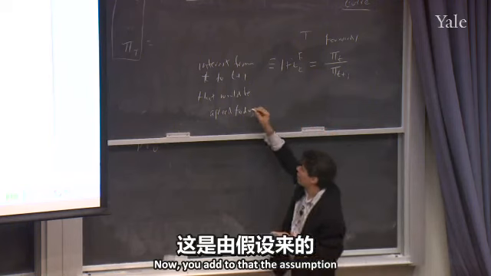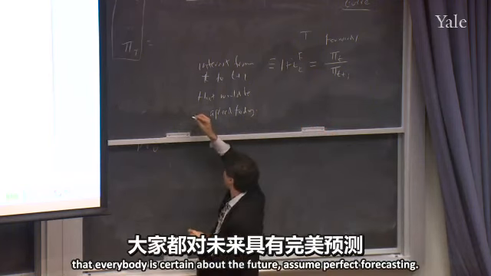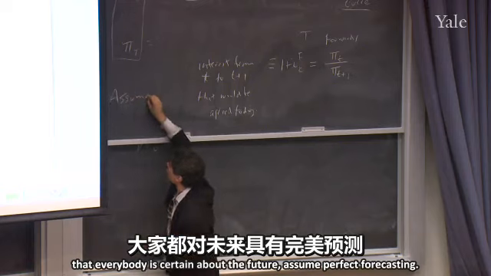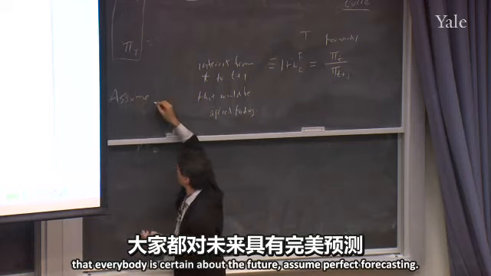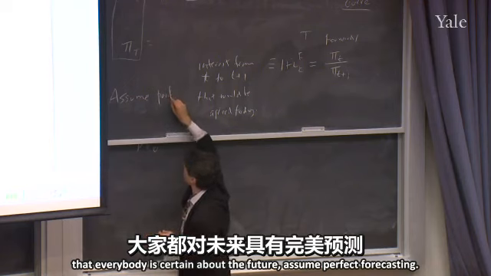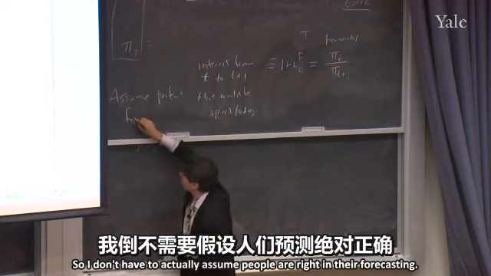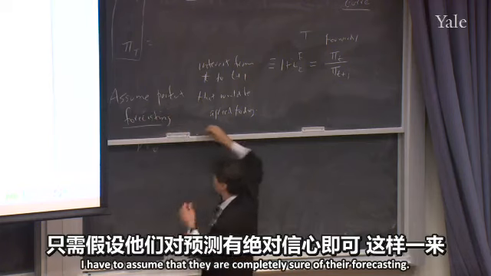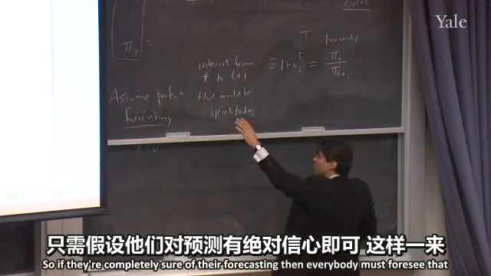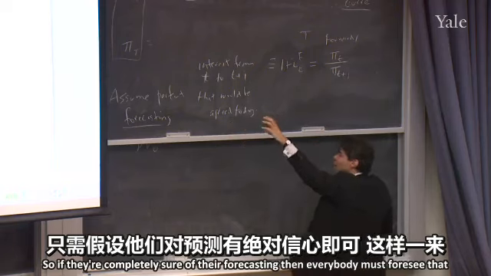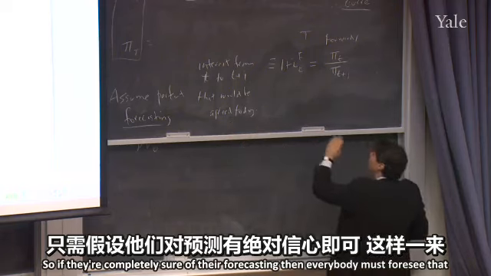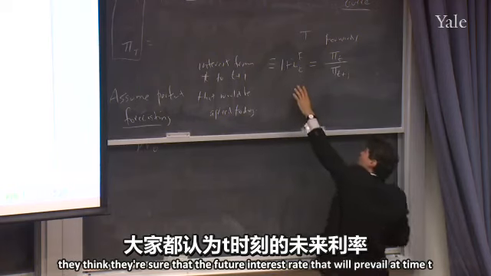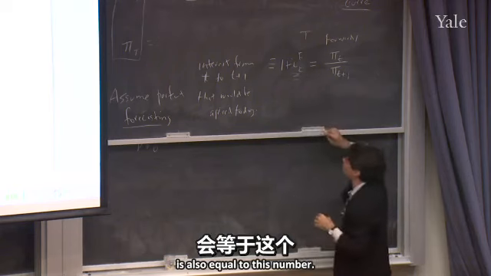Now you add to that the assumption that everybody is certain about the future. Assume perfect forecasting. Okay, so I don't have to actually assume that people are right in their forecasting. I have to assume that they're completely sure of their forecasting. So if they're completely sure of their forecasting, then everybody must foresee that they're sure that the future interest rate that will prevail at time t is also equal to this number.